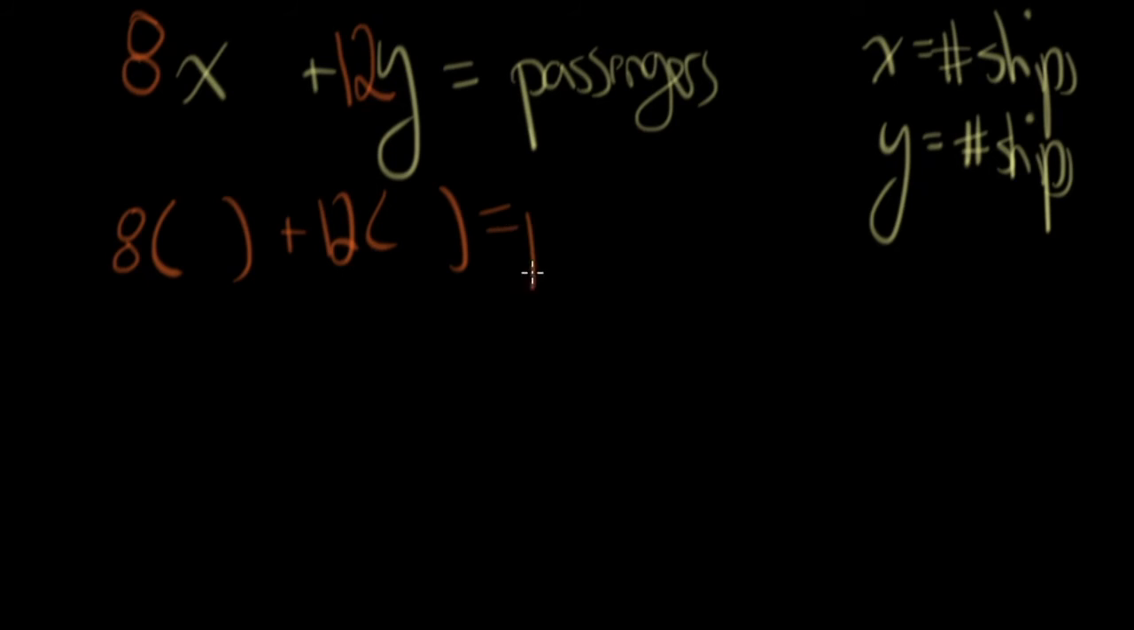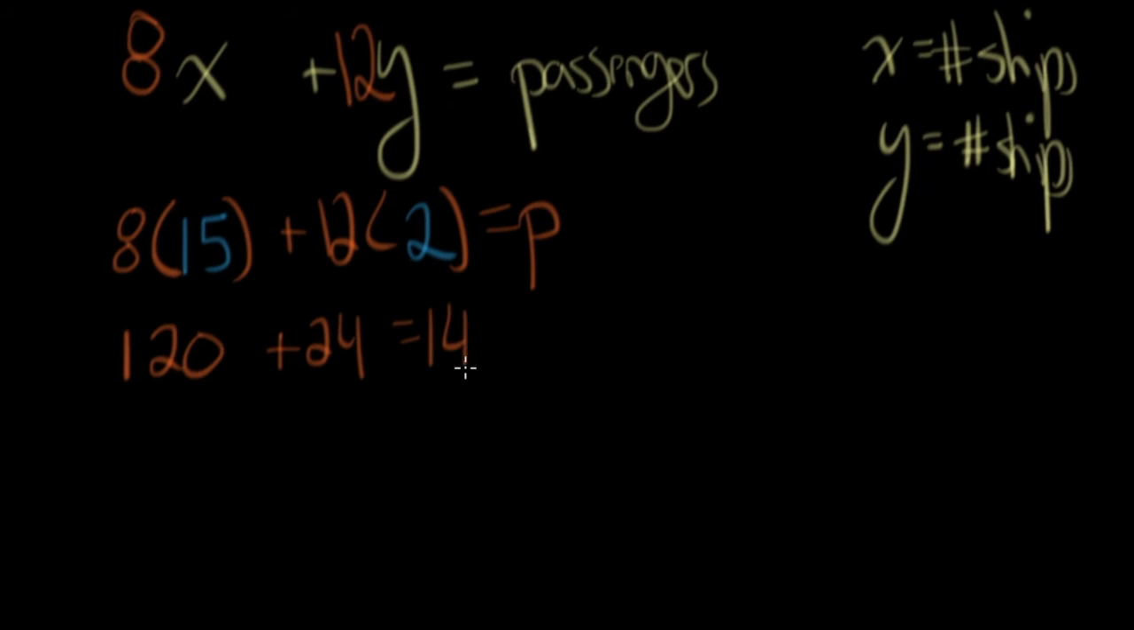So we can actually figure out the total number of passengers because they told us some stuff. They told us that we could put 15 ships, and we put 2 ships like that. So if you do all the math, you can find out the total number of passengers first, which we need to know because it's really, really important. So you get, what's that going to be? 120 plus 24. So we're looking at 144 total passengers.